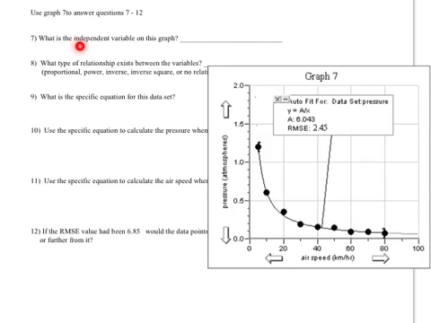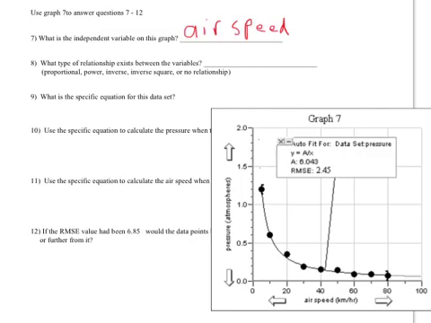Alright, for number 7, the question is, what is the independent variable? Remember, the independent variable is the one on the x-axis. So in this case, what we have is airspeed. What type of relationship exists between the variables? I see it has a downward trend to it, which means it's either inverse or inverse square. So I look at the general equation, and I see that it's y equals a over x, not x squared. So therefore, it's just an inverse relationship. So here we'll say inverse.